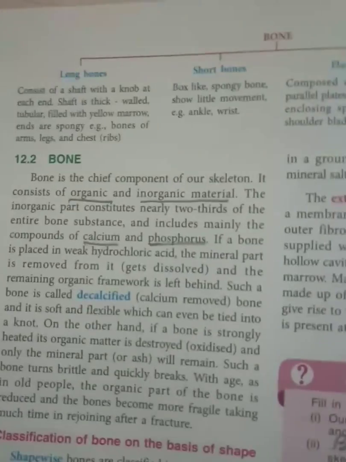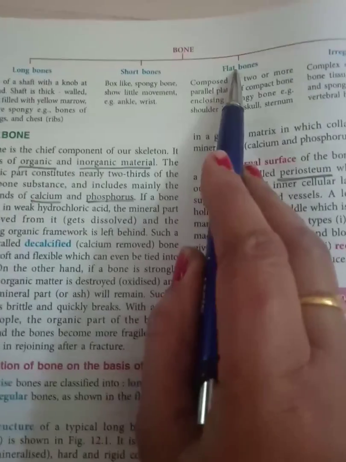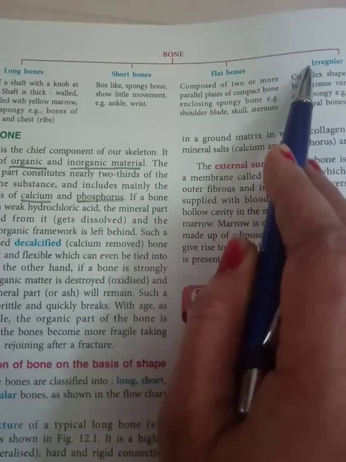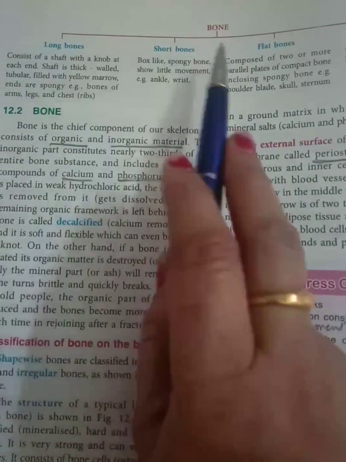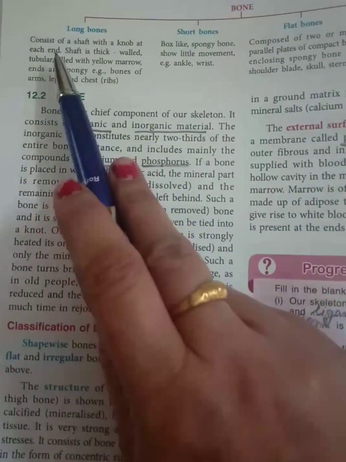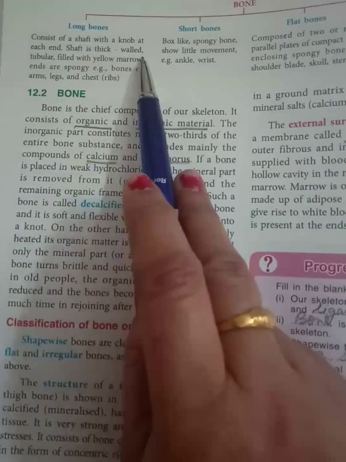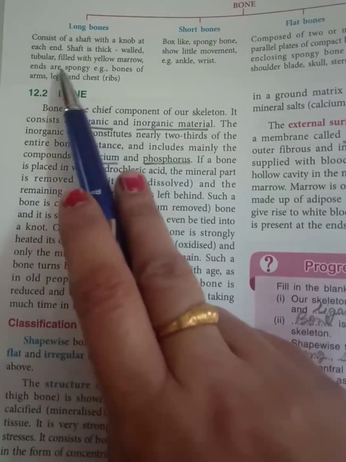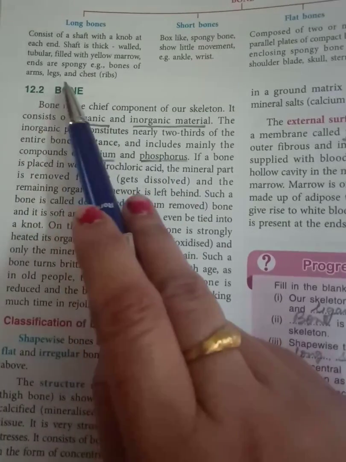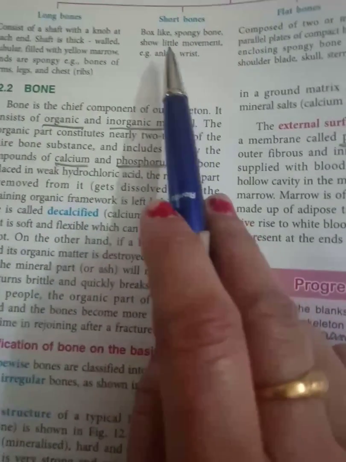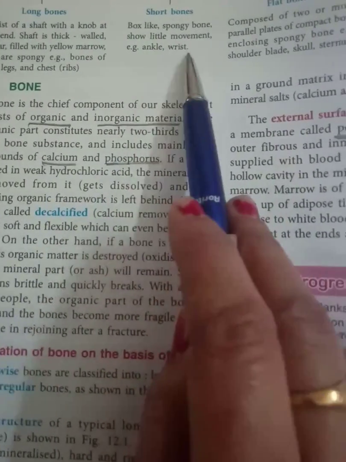Then we can see here the classification of bones according to shape. There are long bones, short bones, flat bones and irregular bones. One descriptive question was asked 2 years back, asking the four categories of bones and the location of each type. Long bones consist of a shaft with a knob at each end, and the shaft is thick, walled, and tubular, filled with yellow marrow. Ends are spongy. Examples are bones of arms, legs and chest. Then short bones are box-like spongy bones, show little movement, and they are located at the ankle and wrist.